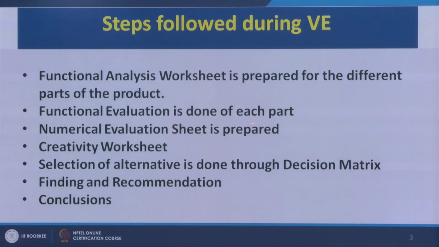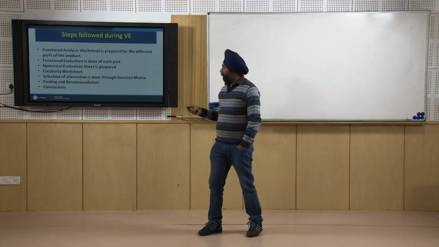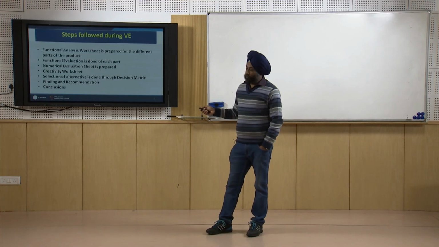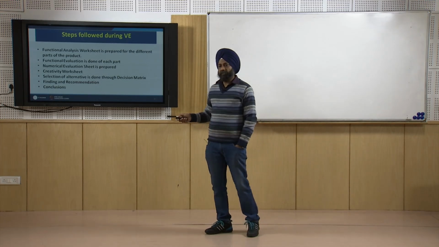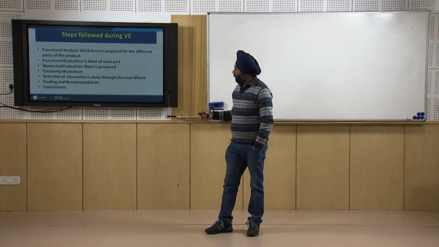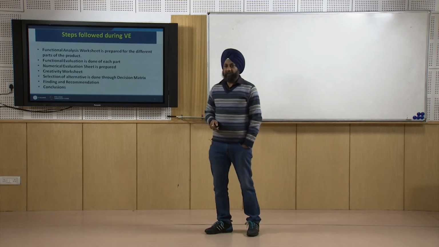Functional evaluation is done on each part. Numerical evaluation sheet is prepared. Creativity worksheet, in which we will try to develop different types of alternatives for improving the value of the product, which in our case today is Divan. So creativity worksheet will be prepared. Then selection of alternative is done through the decision matrix, which is a common decision making technique. Then we will see what are the findings and what are the recommendations, and finally the conclusion.